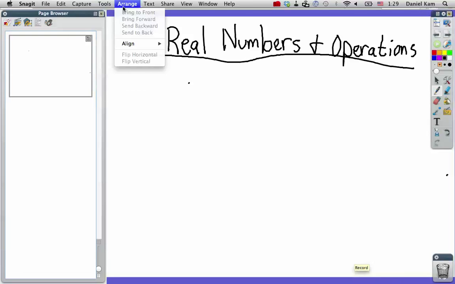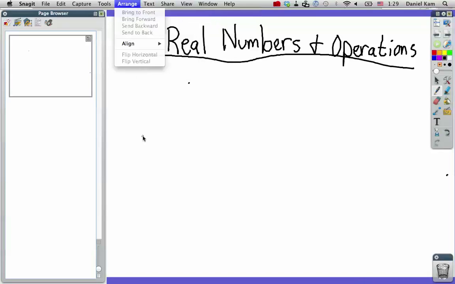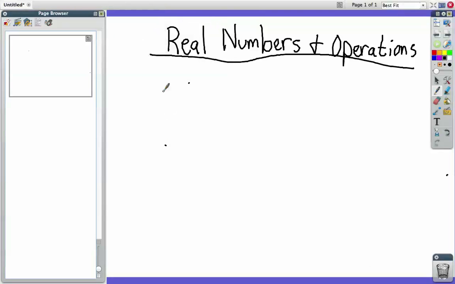Alright, today's lesson is going to be on real numbers and operations. So you're going to open your notes to the first blank page and you're going to title it Real Numbers and Operations. After you've written real numbers and operations, go ahead and draw a number line like so. Hopefully you draw it a little straighter than mine.